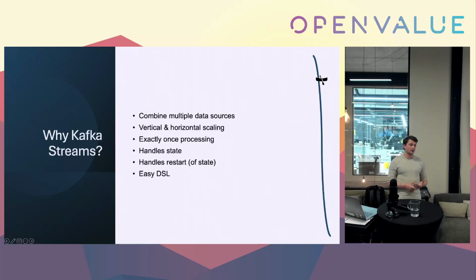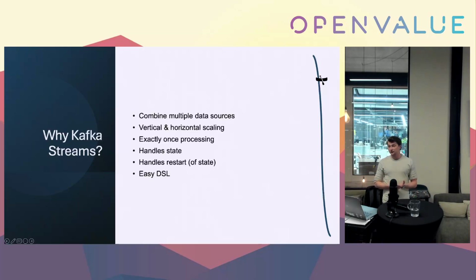So what then does Kafka Streams offer? On top of that, you can combine multiple of these data sources. Also, vertical and horizontal scaling are built inside Kafka Streams. You can manage that quite easily. And it offers exactly once processing, which is really powerful because then you can make sure that an event that you're sending only arrives at your customer once, which in case of financial transactions is quite beneficial for the users.